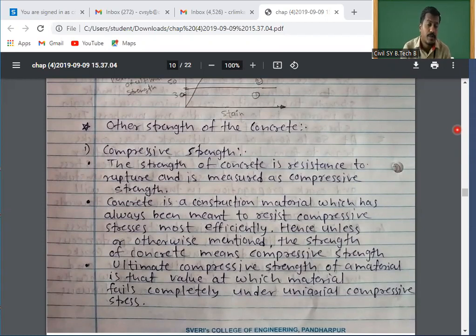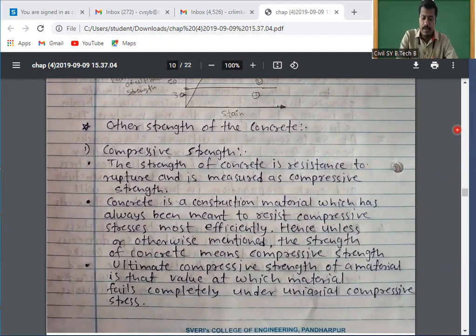For checking the compressive strength of the given concrete, you are going to prepare the concrete mix as per the design that you are interested. That means you have to prepare a concrete of M10 grade, M15 grade, M20 grade, M25 grade or M30 grade. So with respect to the mix proportion that you have, you are going to prepare the concrete.